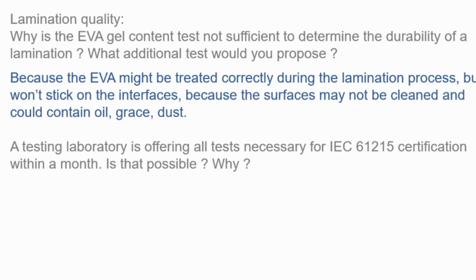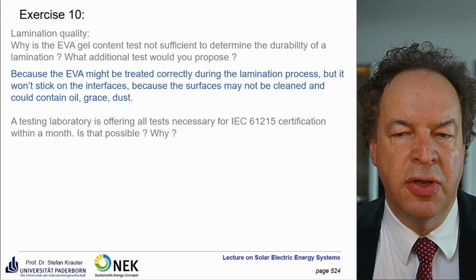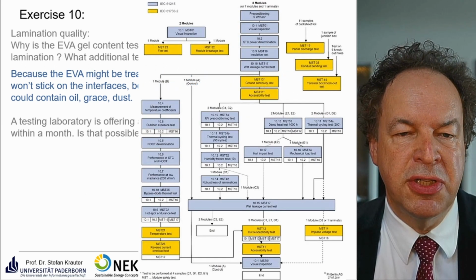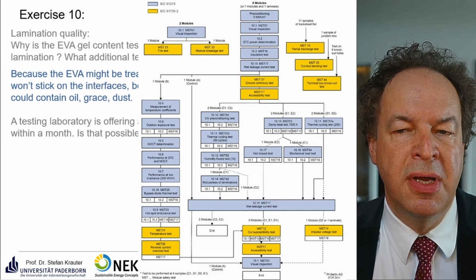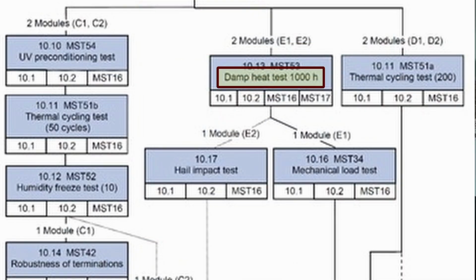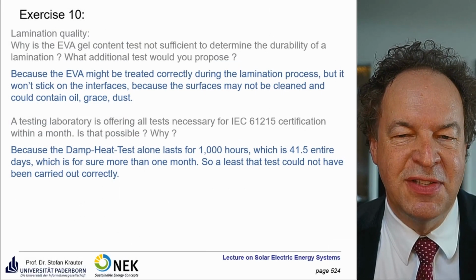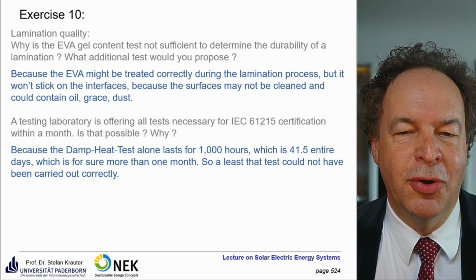A testing laboratory is offering all tests necessary for the IEC 61215 certification within a month. Is that possible? So if you take a look at the different test procedures, most of the test procedures, that's possible within a month. But if you come to the damp heat test, which takes 1,000 hours, which is, even if you don't do any interruption, which you shouldn't do, it is 41.5 days. And there's no month which has more than 31 days.